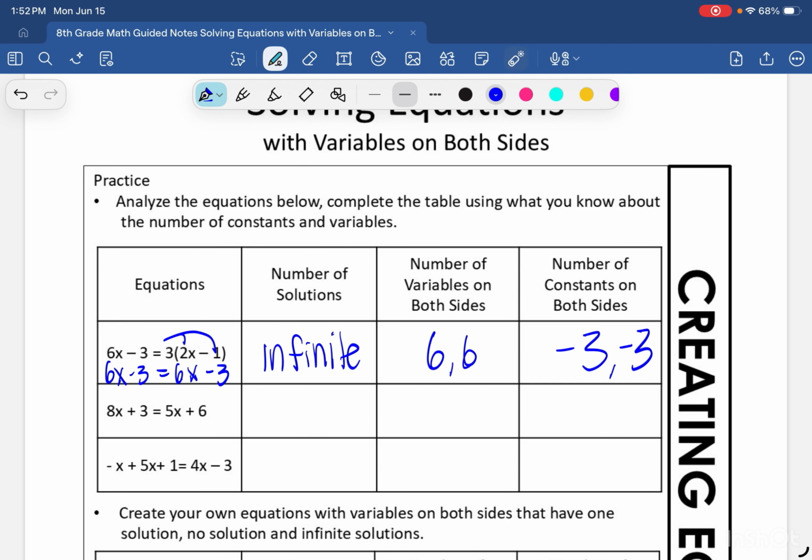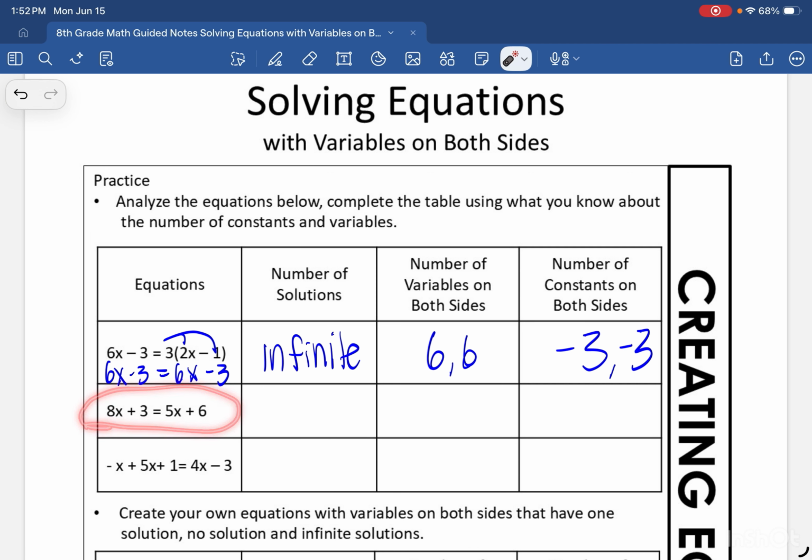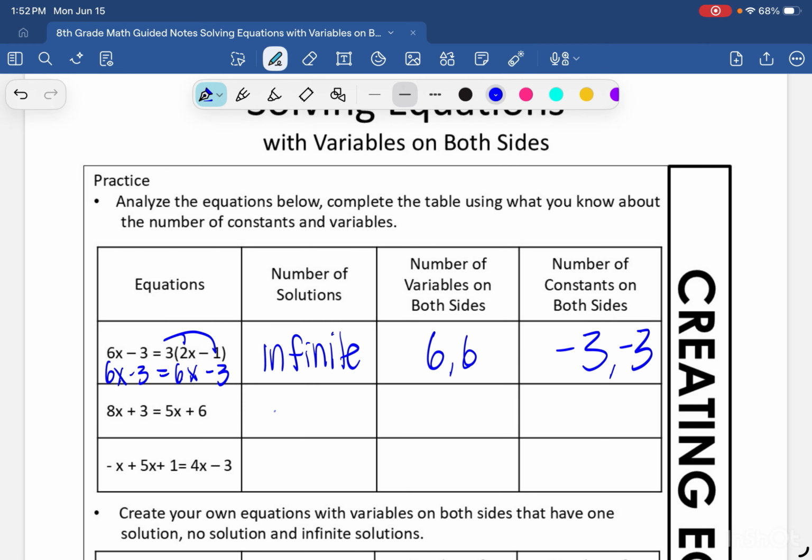Let's look at this next equation. I noticed that my variables are different. That's a first sign that I'm going to have one solution. Number of variables on each side is 8 and 5. Number of constants on each side is 3 and 6.